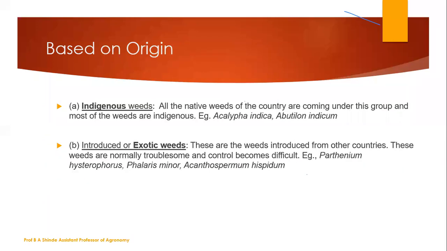Then another classification based on the origins: the indigenous weeds and the exotic weeds. Indigenous weeds and exotic weeds are based on the origins. The indigenous weeds are native to our nation, region or country, like Helicteres isora and Abutilon indicum. Then the introduced ones are the exotic weeds, which are alien weeds imported along with many substances or imported materials. For example, Parthenium hysterophorus, Phalaris minor or Acanthospermum hispidum.